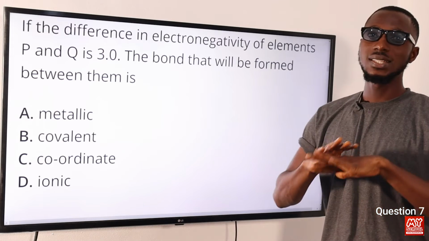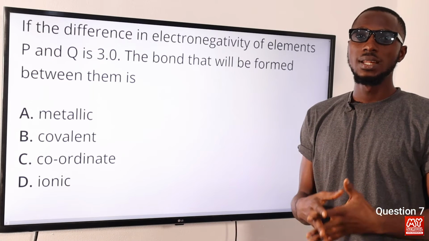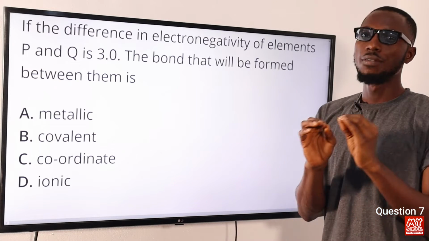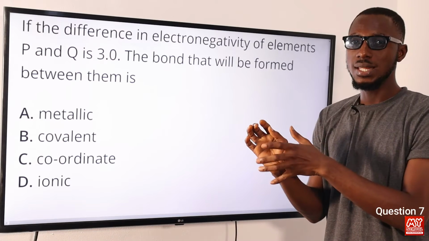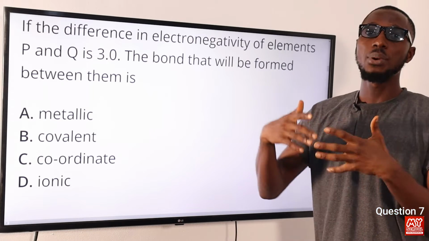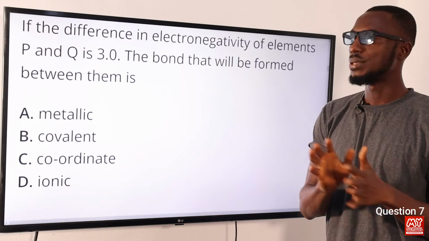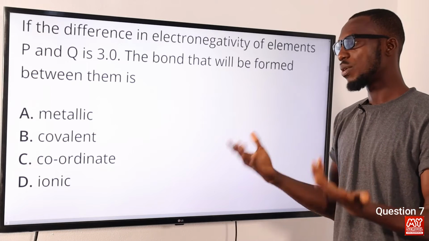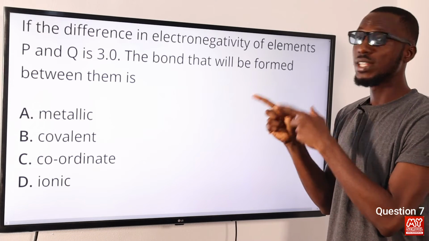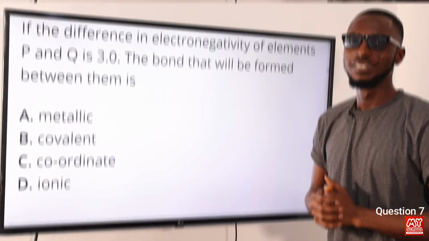When you look at this simple scale, from less than 0.4, that tells you a non-polar covalent kind of bond. From 0.4 to 1.8, you are talking about a polar covalent type of bond. Then from 1.8 upwards, we are talking about ionic type of bond. Some put it at 1.7, some at 1.9. So the correct or most viable option is option D, for ionic type of bond.